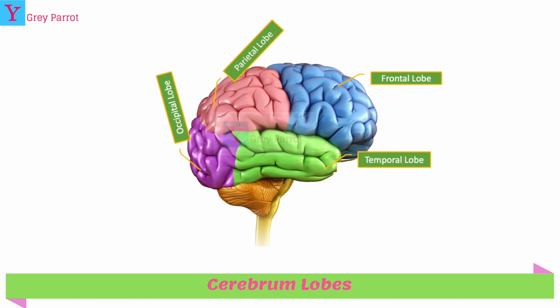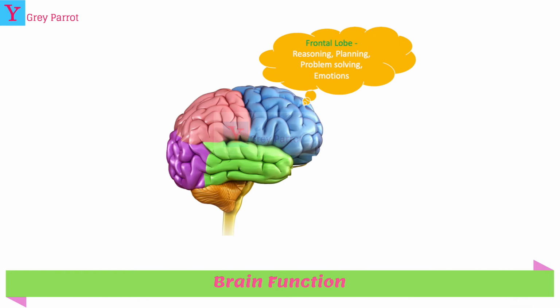Now, let's dig into the cerebrum lobes. There are 4 lobes. First one is the frontal lobe. Second, parietal lobe. Third, occipital lobe. And the last one, temporal lobe. Let's see what these lobes are used for and what their functions are. Now let's see what our frontal lobe is used for: reasoning, planning, problem solving, and emotion. So if you're doing maths, your frontal lobe is what you will be using.